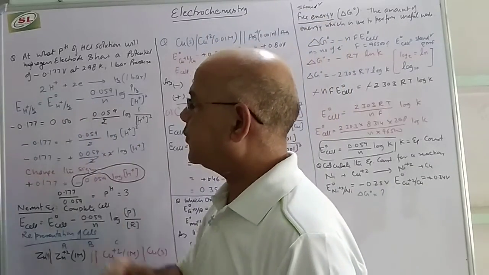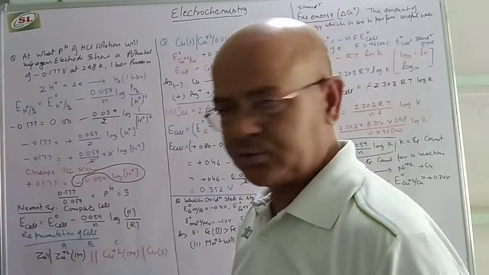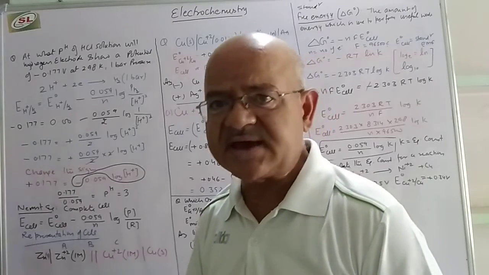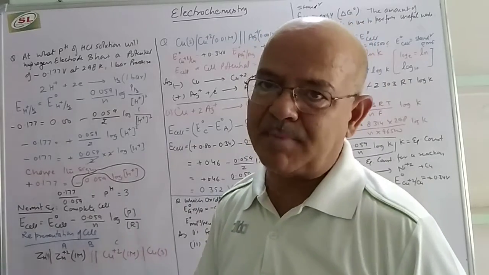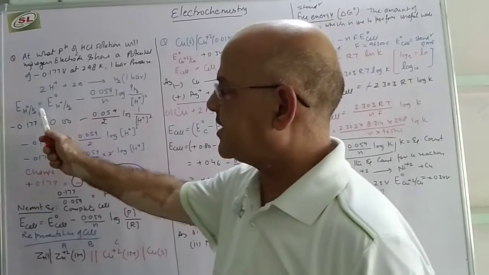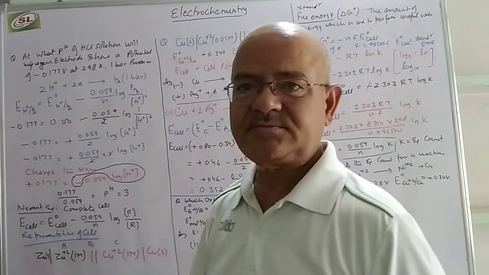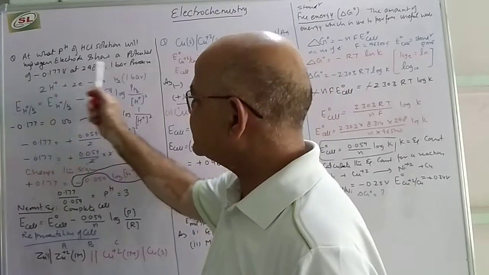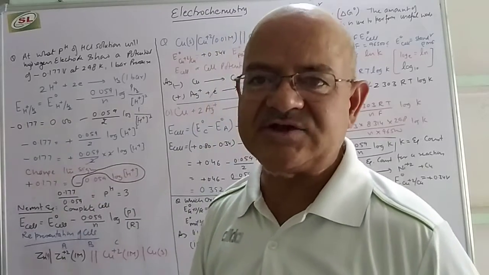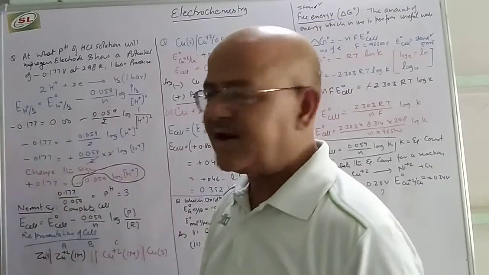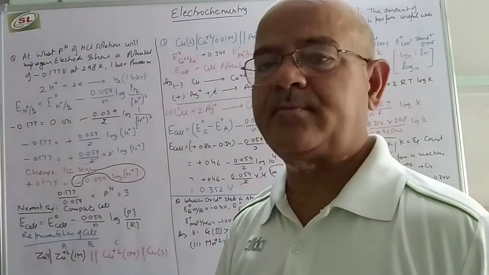So for the hydrogen electrode, we will write 2H+ + 2 electrons changes into H2. As hydrogen is a gas and pressure is given, the gaseous pressure is 1 bar. We will write down the Nernst equation for the single electrode. E of H+/H2 means H+ is converting into H2. So we are writing E of H+ oblique H2 is equal to standard electrode potential of hydrogen minus 0.059.